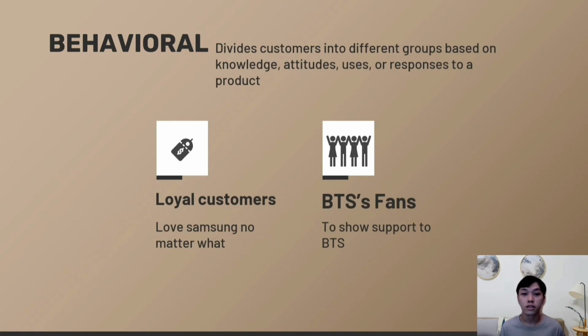And then the last segmentation basis used by Samsung is behavioral. This is where Samsung divides customers into different groups based on knowledge, attitude, usage, or responses to a product. With the new phone, Samsung takes into account the group of customers who remain loyal even with the use of different marketing methods. And then, collaborating with BTS refers to BTS fans who are willing to buy this collection as a sign that they support BTS not only in the field of music but also in the advertising industry.